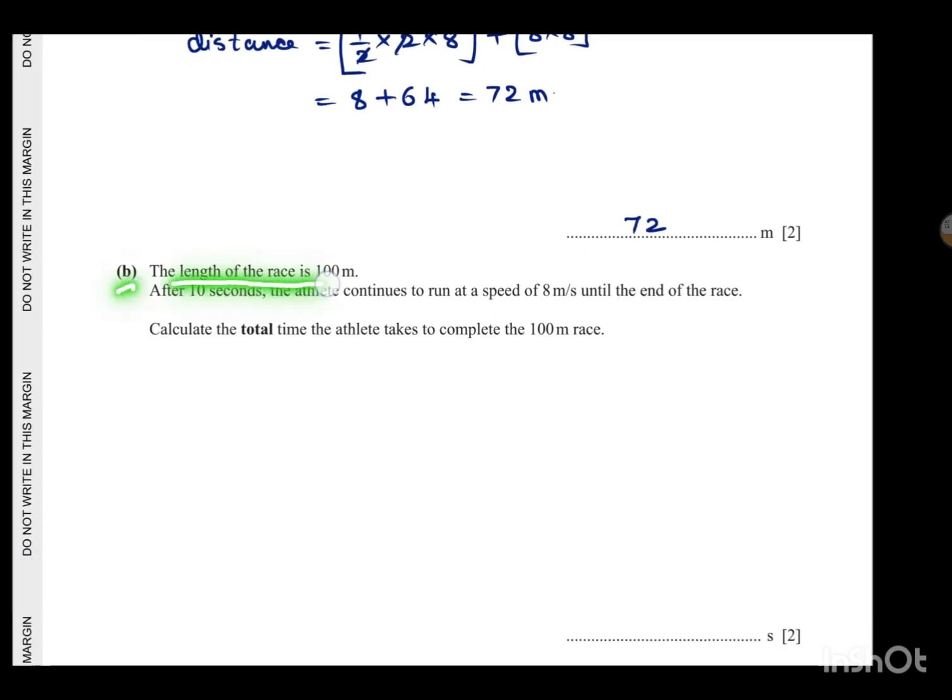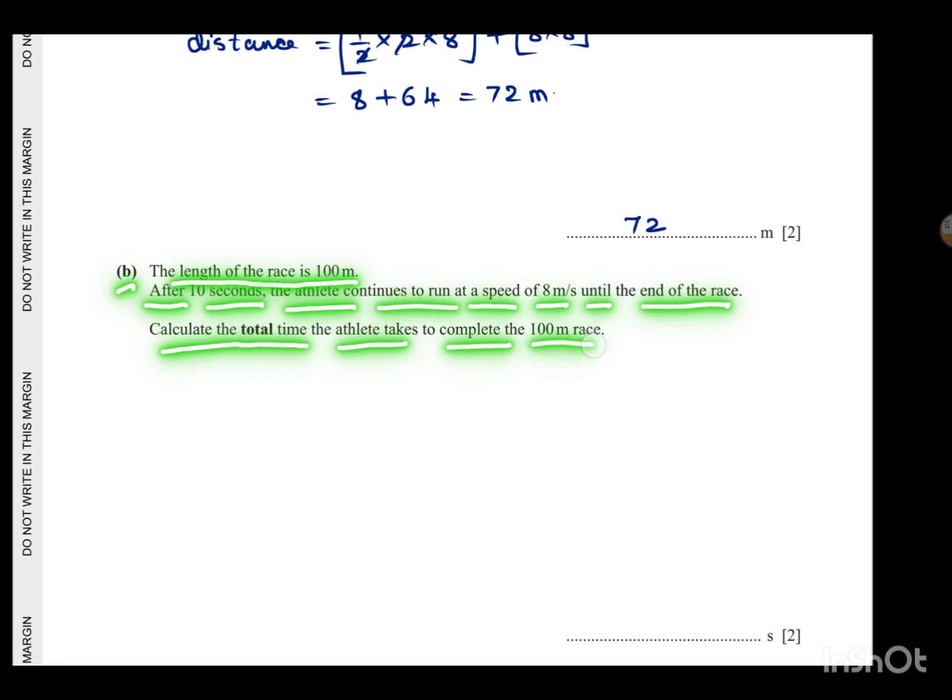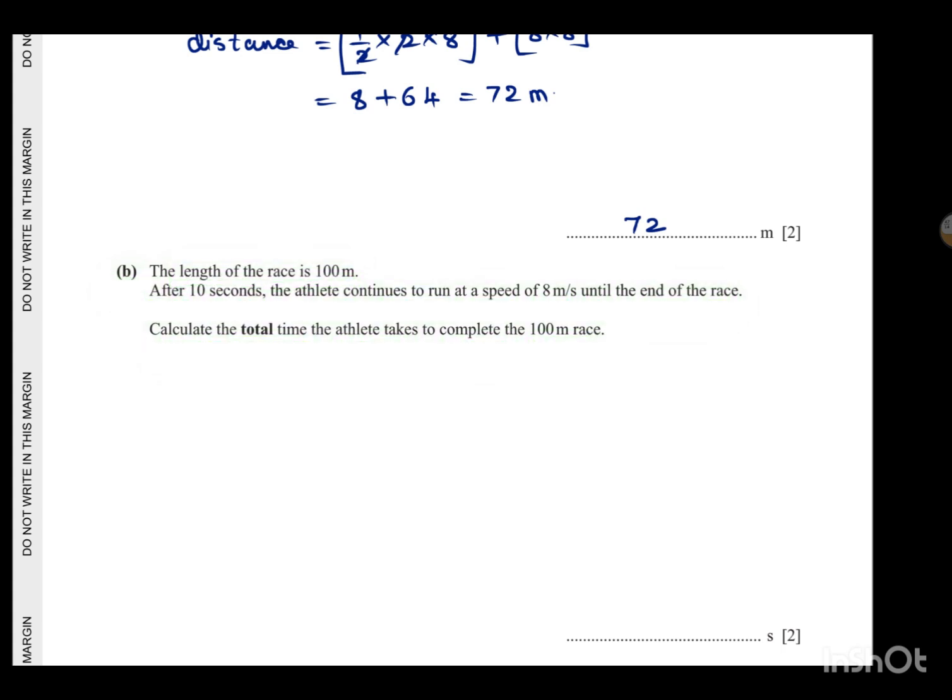The length of the race is 100 meters. After 10 seconds, the athlete continues to run at a speed of 8 meters per second until the end of the race. Calculate the total time the athlete takes to complete the 100-meter race. Now the speed for the distance he ran already was 72. So what is the speed there? Actually, we don't need any speed here, we need to find out the total time.